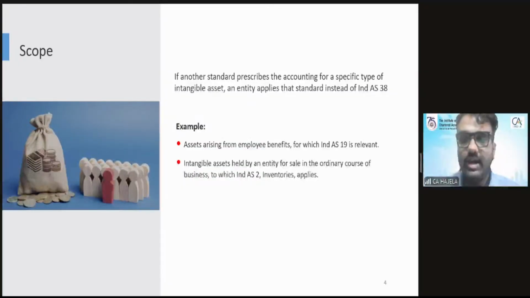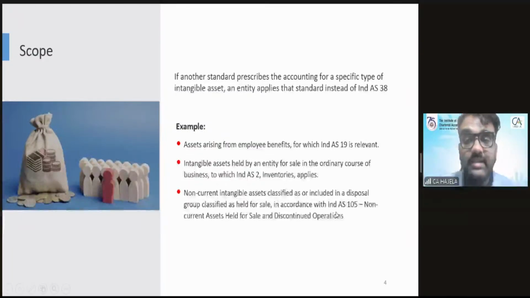So I was discussing how software is an intangible asset for most companies, but for a company like TCS, which deals in providing software, it is inventory. It is something they sell in the ordinary course of business to earn their revenue. That is how an intangible asset becomes inventory for them and is outside the scope of Ind AS 38.